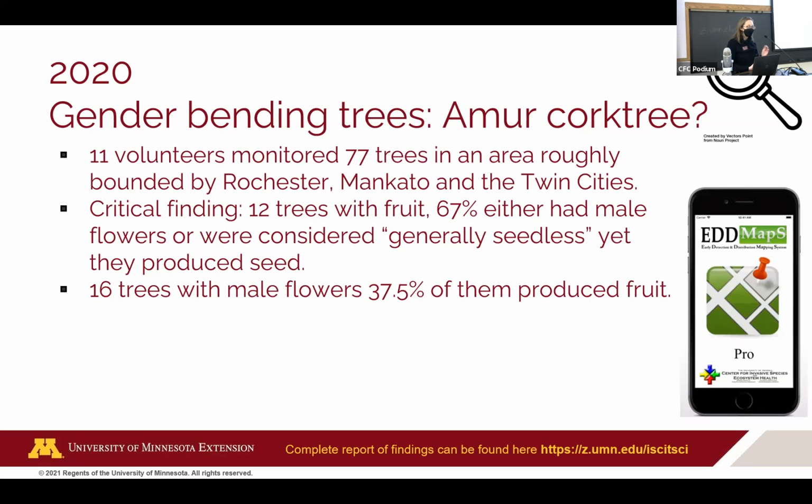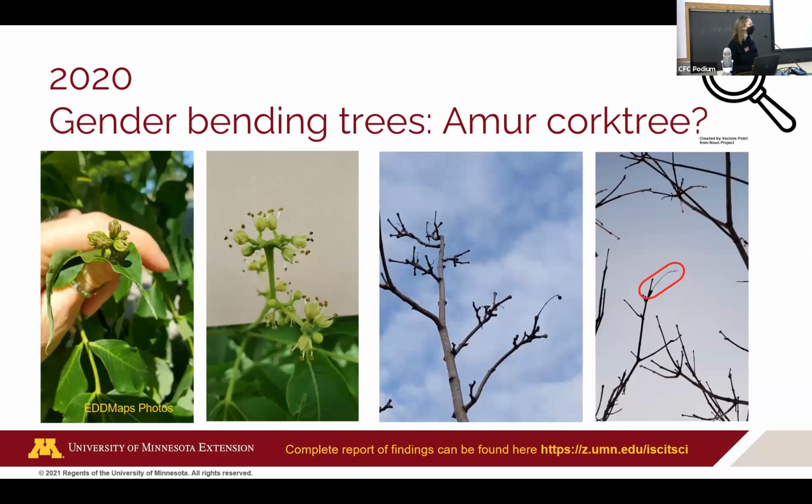Critical findings: of 12 trees with fruit, 67% had male flowers or were considered at time of purchase to be generally seedless, yet they produce seed. And then 16 trees with male flowers, or 37.5% of them, produced fruit. So this is kind of a big deal. And what that looks like is this.